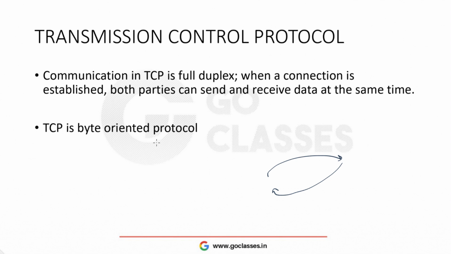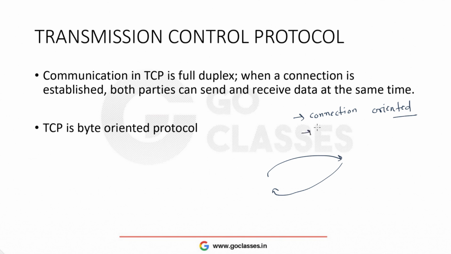So what is the connection here? Connection basically means that before you send the data, there is something called a connection. You need to establish that connection, and only then does TCP allow you to send the data. So that is why this is also called a connection-oriented protocol. So basically TCP is a connection-oriented protocol.